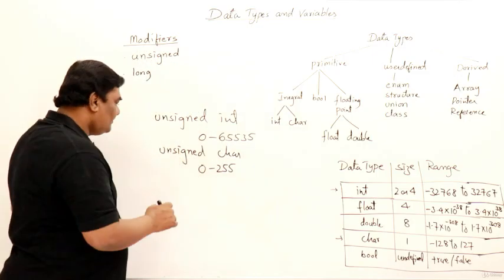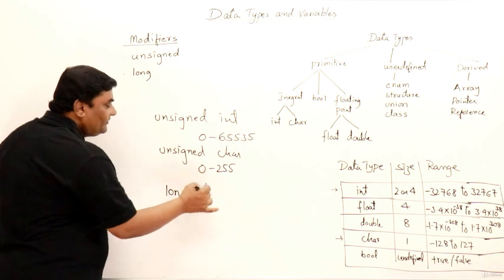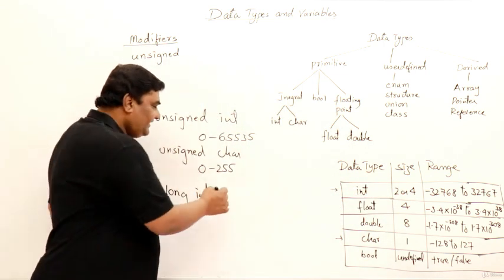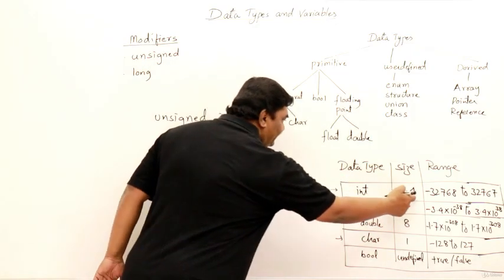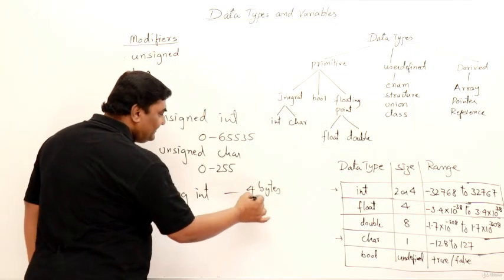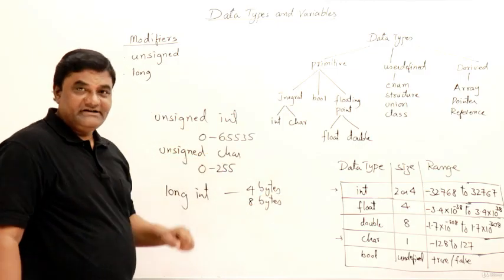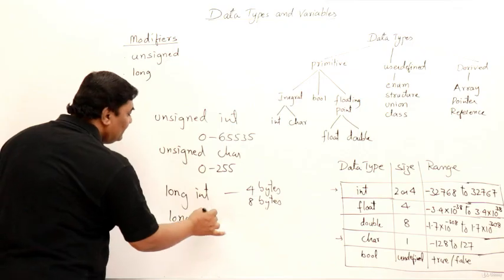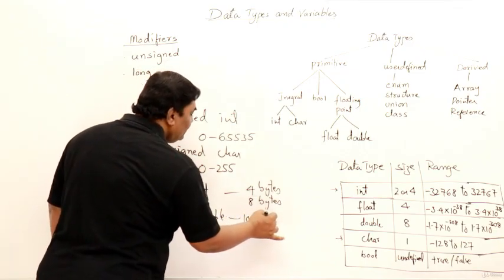Next one is long. Long, you can use it with integer. If integer is taking 2 bytes, then long int will take 4 bytes. And if integer is taking 4 bytes, long int will take 8 bytes, depending on the compiler. Already I told you about integer. Now long can also be used with double. Long double takes 10 bytes.